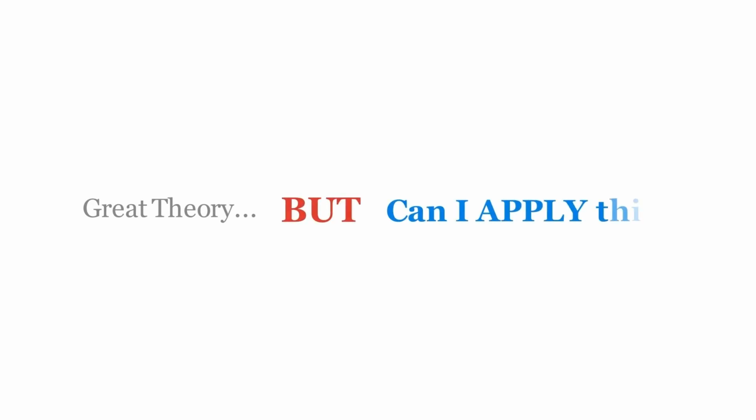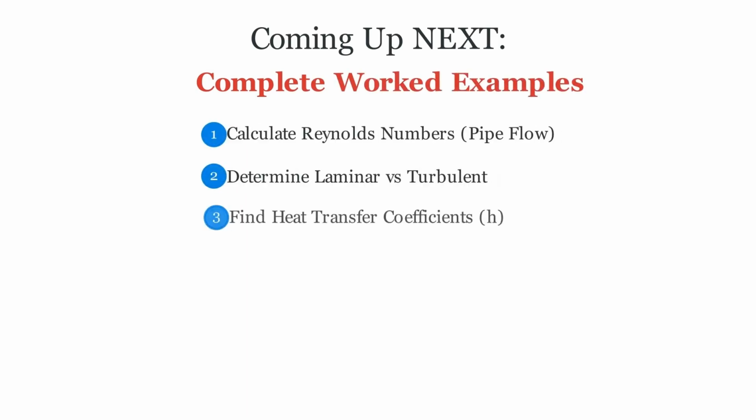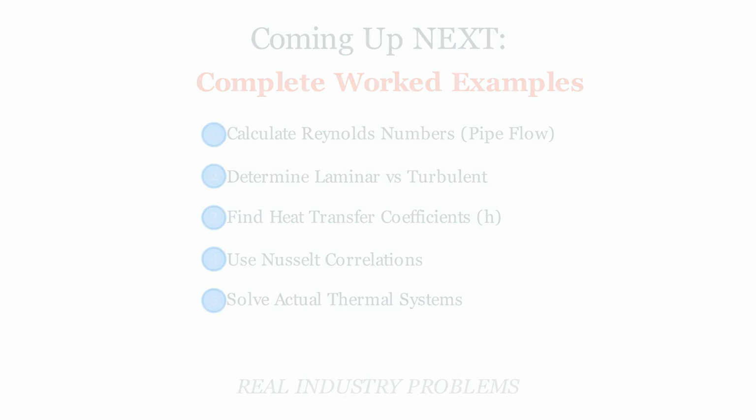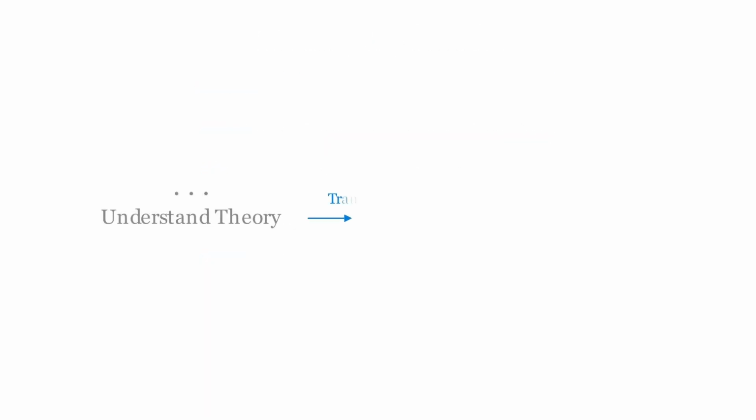Now, I know what you're thinking. This is great theory, but can I actually apply this? Well, don't go anywhere, because we're about to do exactly that. Coming up next in this same video, we've prepared complete worked examples, real engineering problems that will take everything you just learned and put it into action. We'll calculate Reynolds number for pipe flows, determine if convection is laminar or turbulent, find heat transfer coefficients using Nusselt correlations, and solve actual thermal systems step by step. These aren't textbook problems. These are the exact type of calculations engineers do in industry every single day.